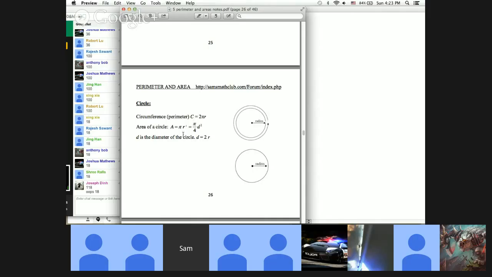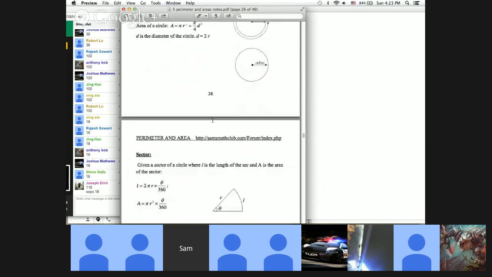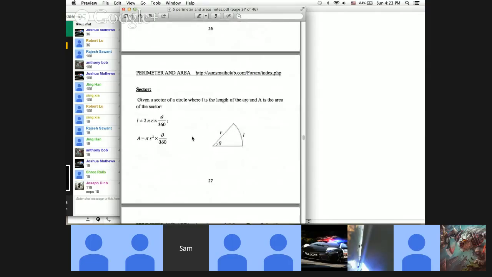The area is pi r squared. So just pi multiplied by r squared. You can also replace r with d over 2, because d over 2 equals r, to get that formula. That works too. D is diameter. Okay, so you guys should already know this. If you don't, you have to memorize it.